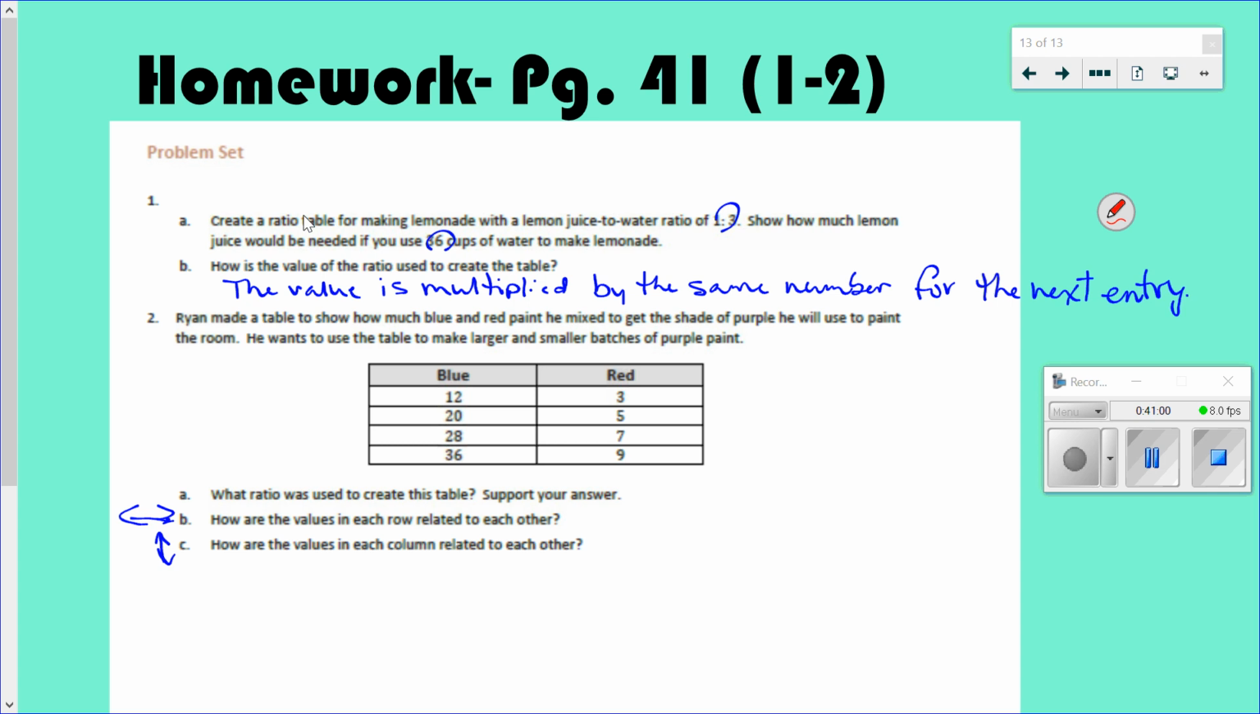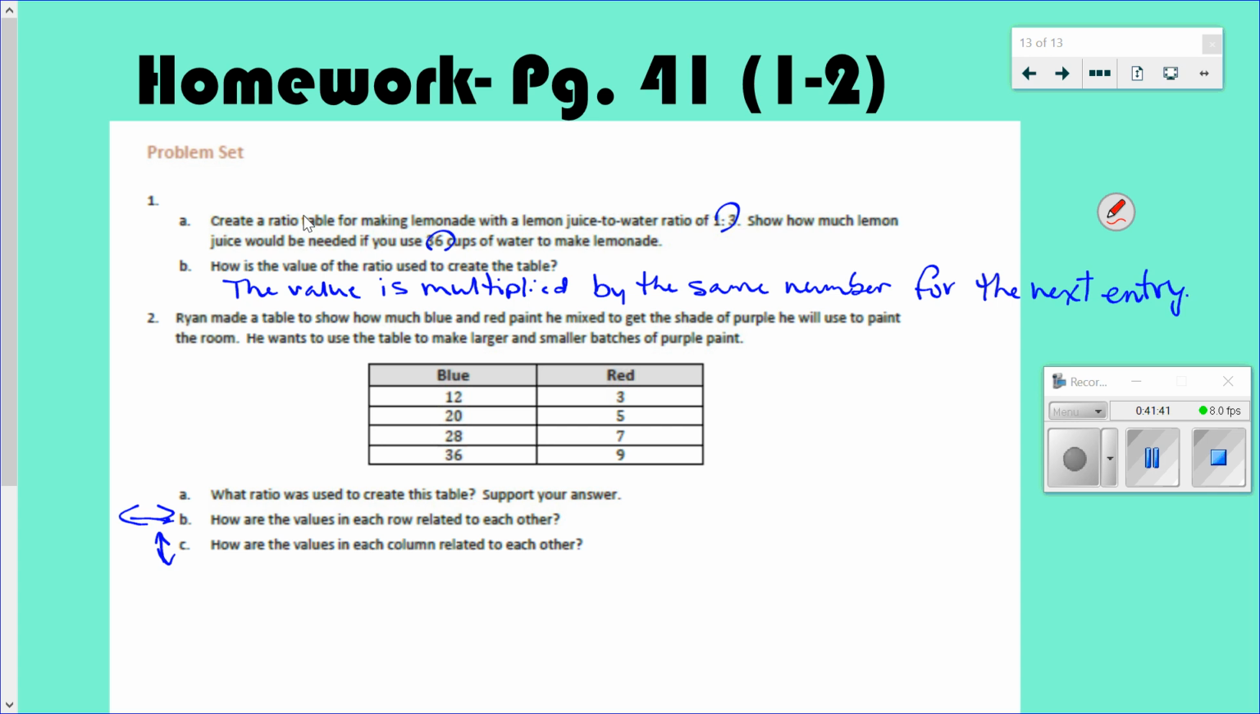Any questions on your homework? Sean? So in other words, as I'm changing from 12 to 20 to 28 to 36, what's happening? By how much? As I go from 3 to 5 to 7 to 9, how are they changing? By how much? In other words, what I'm saying, look at it. I'll give you a hint. If you're looking up and down, look for the additive value. If you're going left and right, look for the multiplicative value.